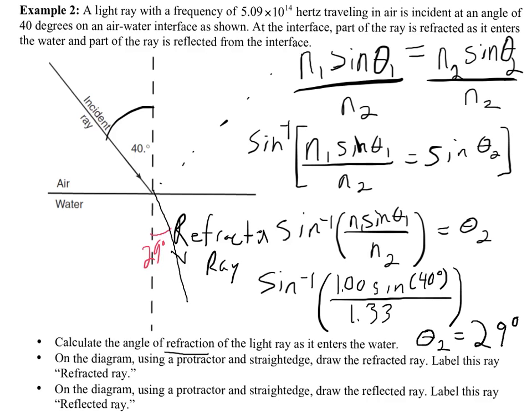Also, on the diagram, using a protractor and straight edge, draw the reflected ray. Now, even though a lot of you had trouble with the mirror lab, your incident angle is always the same as your reflected angle. And if you just want to remember that as a rule, you can. Or you can play around with some lasers, or even a little tennis ball and bounce it off the wall at some angle, and you'll see it bounces off at the same angle. So, I would draw it at the same angle. Again, I draw it with a protractor really carefully. Label that the reflected ray.